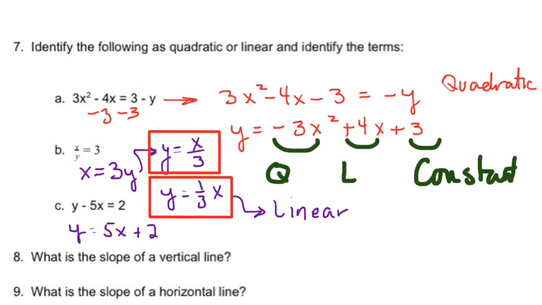A quick note about this one: this is also called a direct variation. Y varies directly as x, and we referred to 1/3 as the constant of variation. And we generally write these as y equals kx, with k playing the same role the slope does in y equals mx plus b.